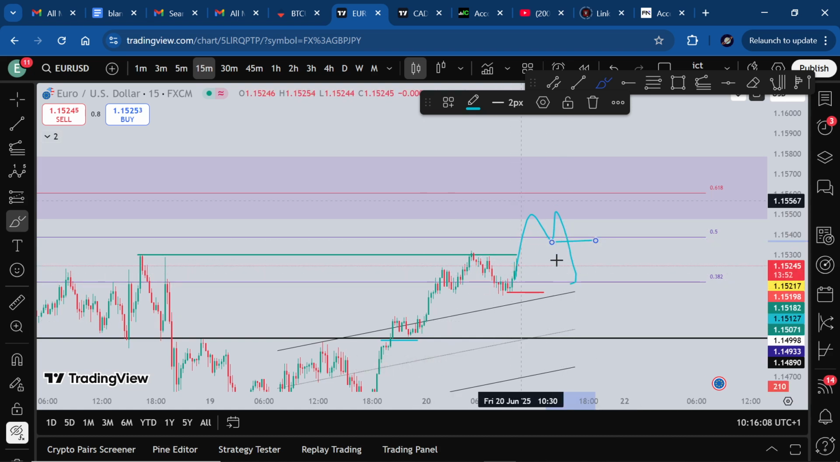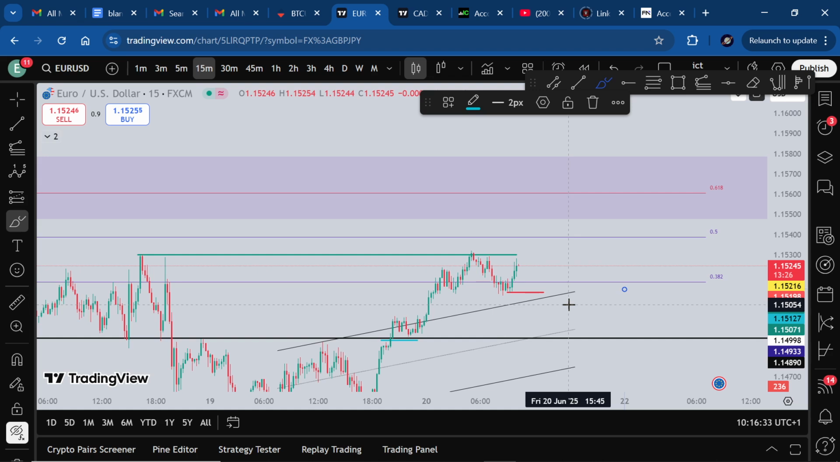Okay, a manipulation higher, some form of a breaker structure to the downside, and that's it. That's all I need to see. Literally, put it simply, let price make another high. If price ever comes and closes, touches this red line, it's a sell.